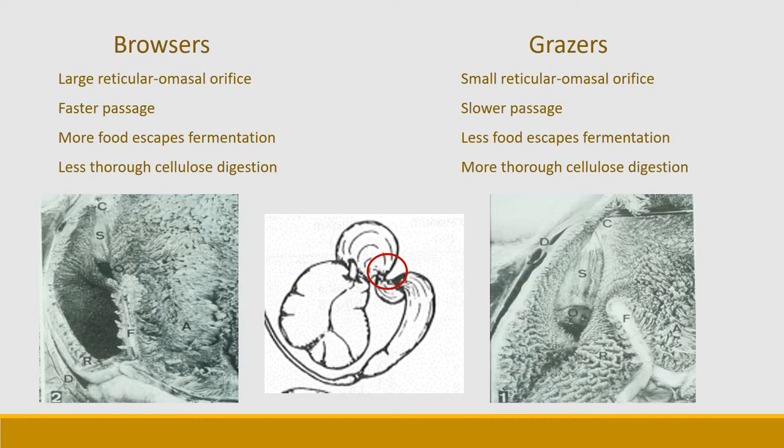Some other differences inside the digestive tract. The browser tends to have a larger reticular omasal orifice, which we talked about last time. It's that little constriction that's delaying the food. The pictures are showing you, if you're looking down from the rumen right into that orifice, yeah, right there in the middle part. If it's a little bit larger, more rumen microbes and more material is going to get into that true stomach.